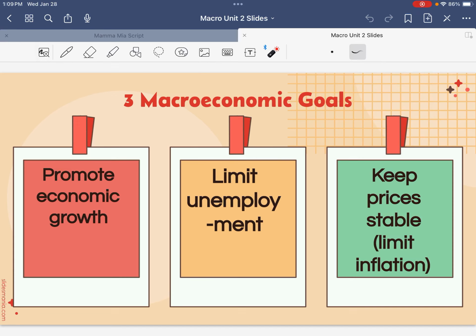Hello guys, we are going to go ahead and start Unit 2. Unit 2 is Economic Indicators and the Business Cycle. So an indicator is a statistic that we study to study the health of the economy.